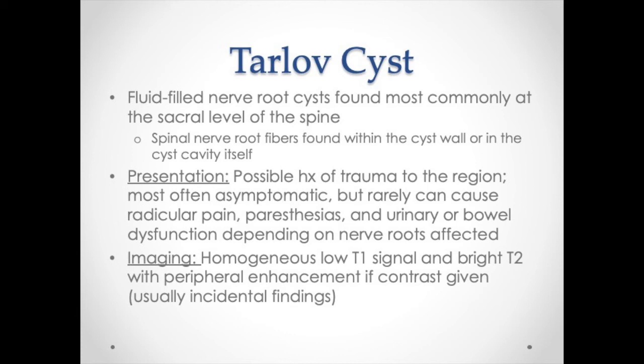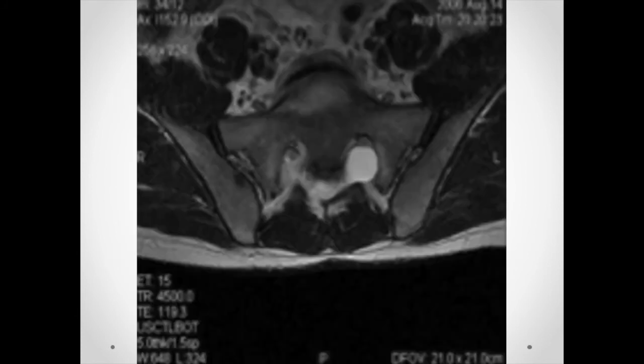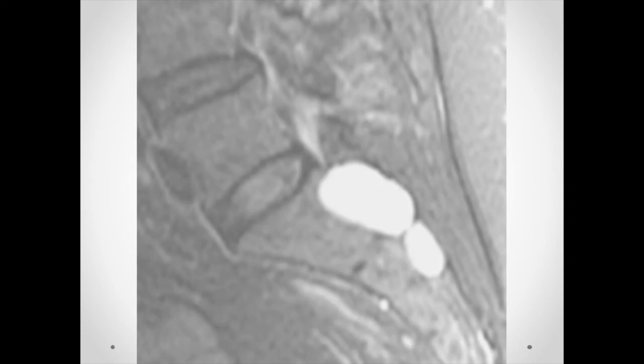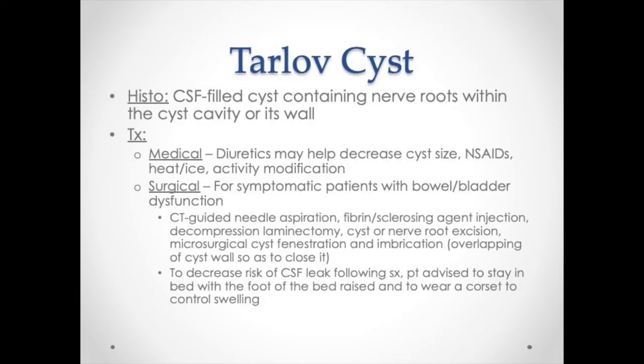These are just like any other cysts, where they're homogeneous and low signal intensity on T1, bright on T2, with a thin peripheral enhancement post-contrast if given, but usually these are incidental findings. Here's an example in that left sacral foramen, this large homogeneous lesion, and then on the sagittal you can see it's multi-lobed, but again very homogeneous and very bright signal on T2. Histology will usually show a CSF-filled cyst containing nerve roots within the cyst cavity or within its wall.